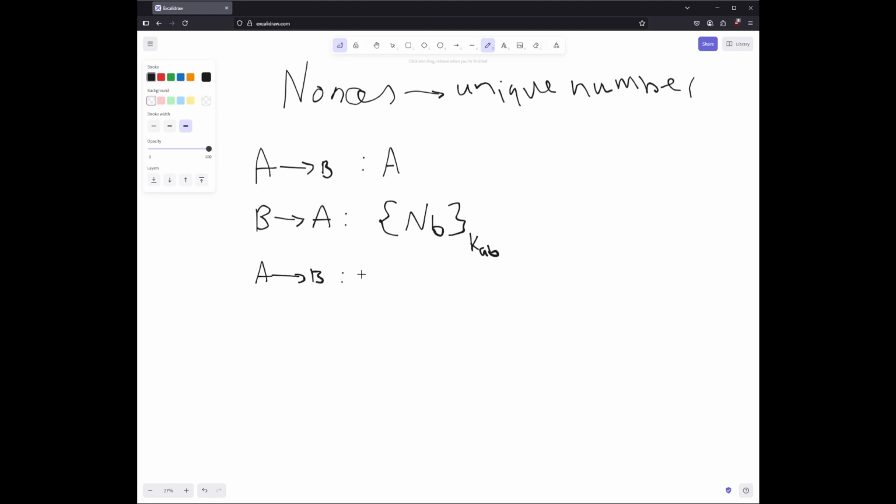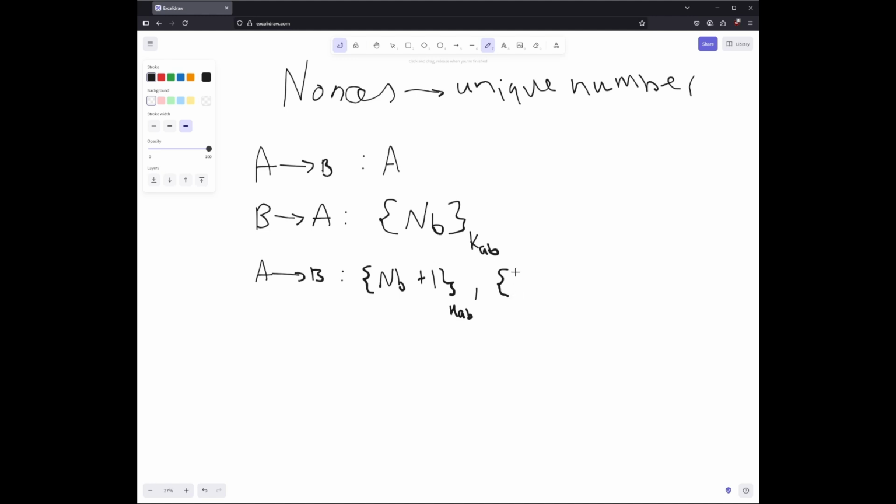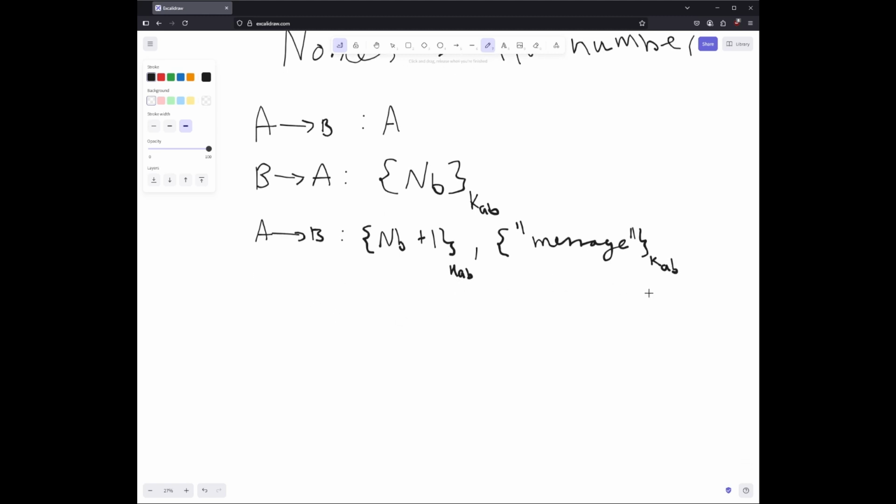So we can do this like so. I can now say NB and then plus one. So let's say we've done this computation that proves that we're A. And then we'll also send this as a symmetrically encrypted message. And then once we've done that, we can also send a message alongside with our request, let's say just some random message. And then obviously this would also be encrypted using the session key between A and B.